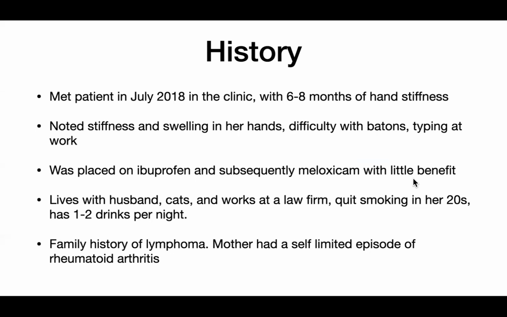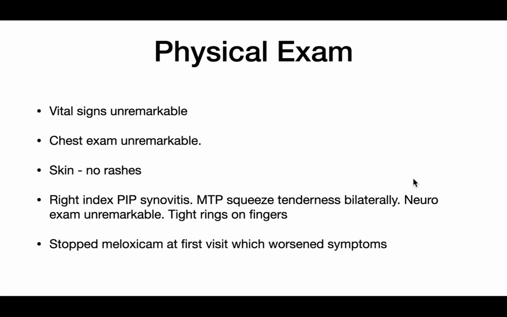Socially, she lived with her husband and her cats. She worked at a law firm. She had grown kids. Smoking is an important risk factor for rheumatoid arthritis. She quit smoking in her 20s, so probably not an issue for her. And her mother apparently had a history of rheumatoid arthritis, which is another point about these diseases. Autoimmune diseases like rheumatoid arthritis are often familial.